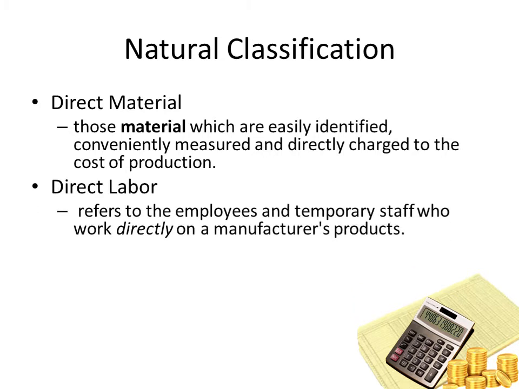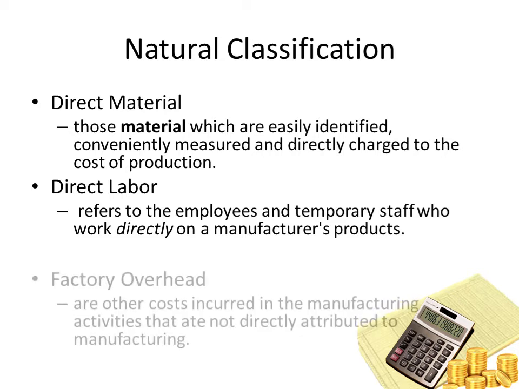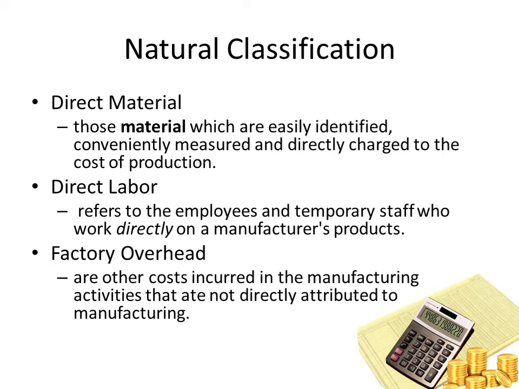Next, we also have the direct labor. The direct labor are those people who are actually directly touching that product. So these refer to the employees or temporary staff who directly manufacture the product. Like for example, the carpenter, the painter, if you are into a furniture business. Okay? And then another thing, we also have the factory overhead.